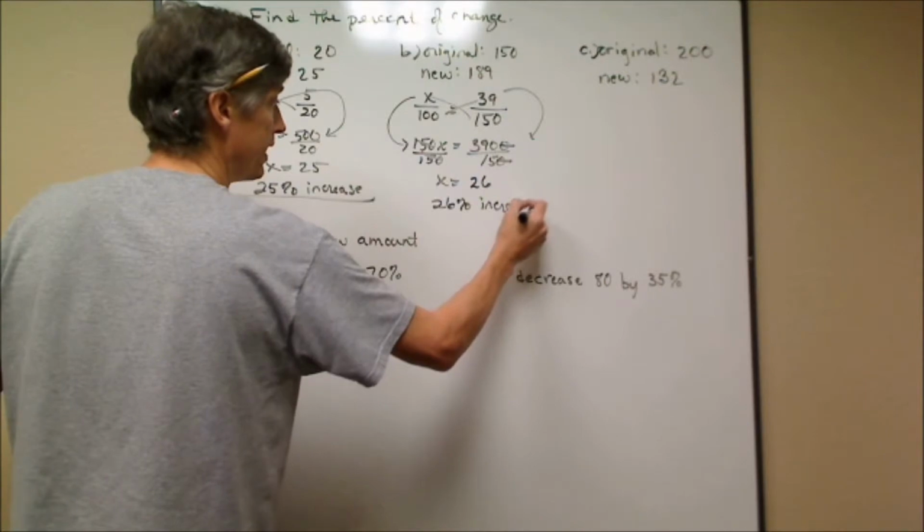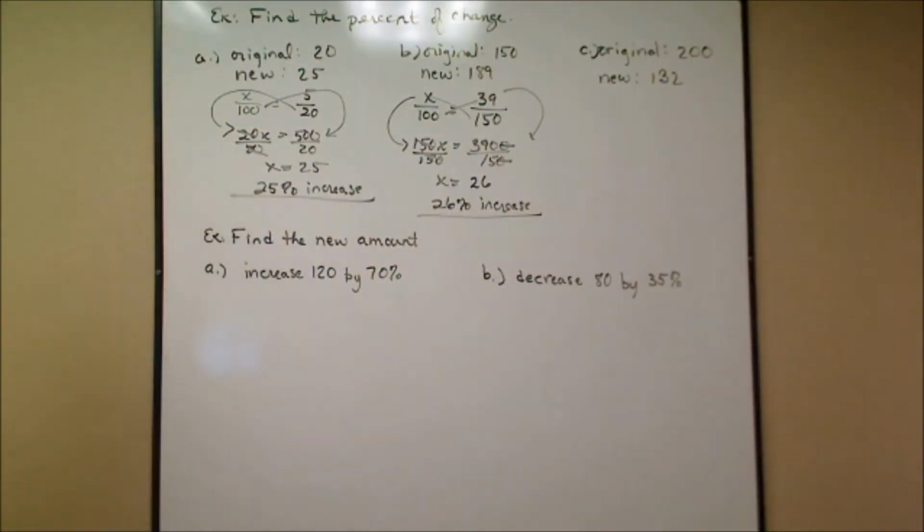It doesn't always come out evenly. If it looks like it's going to be some long decimal, just round it to the nearest tenth or whatever the directions would indicate. Next example.